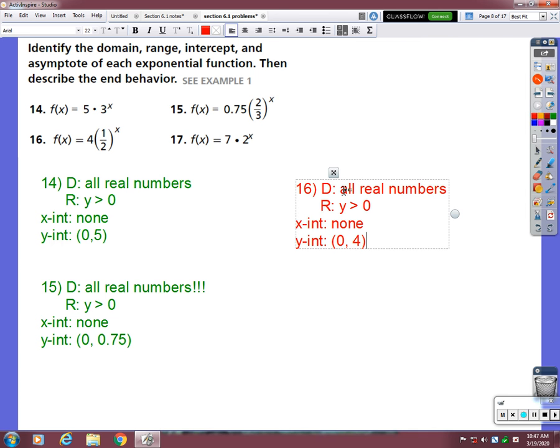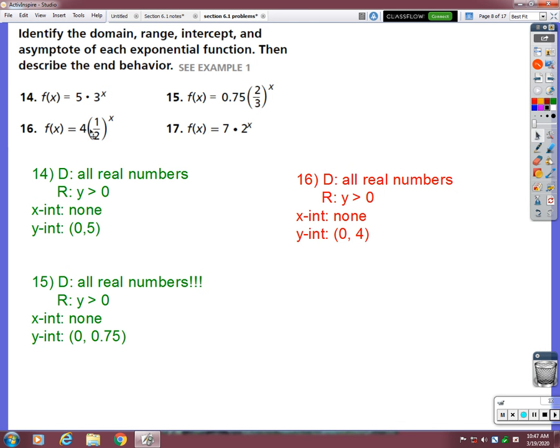This one is a decreasing function because this number is less than 1. So that means it's going to be going down here just like this one was. So that means the end behavior for number 16 will be: as x approaches negative infinity, the graph is going up. And as x approaches positive infinity, the graph will be getting closer and closer to 0, y equals 0.